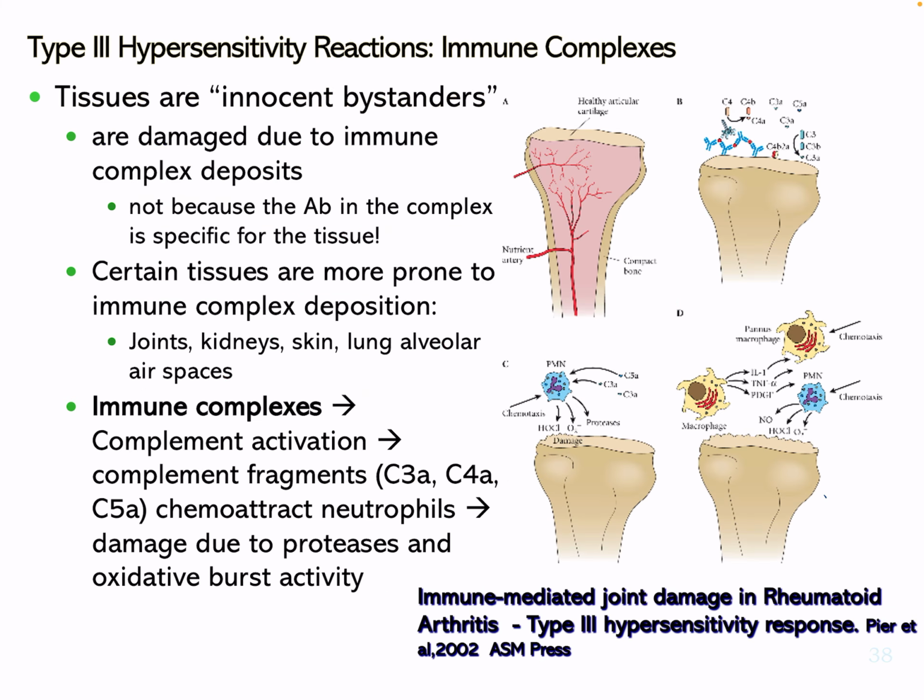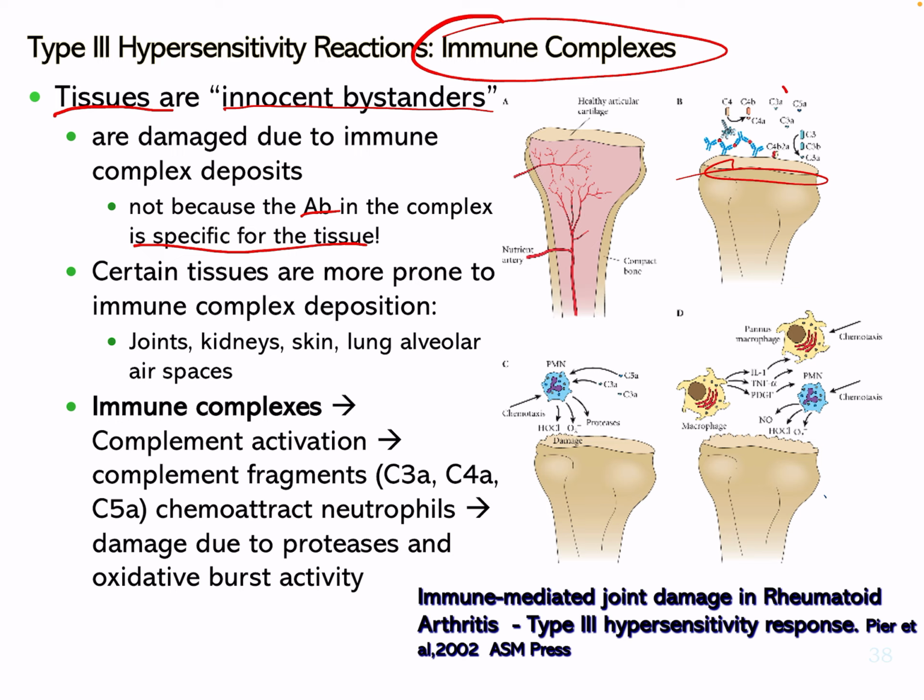So another one is, again, immune complexes can involve bystanders. Even though these complexes are caused by something else, they can get lodged in places that essentially become damaged because of that. So as you can see here, tissues become innocent bystanders. Tissues can be damaged due to immune complex deposits and not because the antibody in the complex is specific for that tissue. So it's not actually attacking this bone here. It's just because this reaction is going on and causing lots of inflammation, which inherently damages stuff.